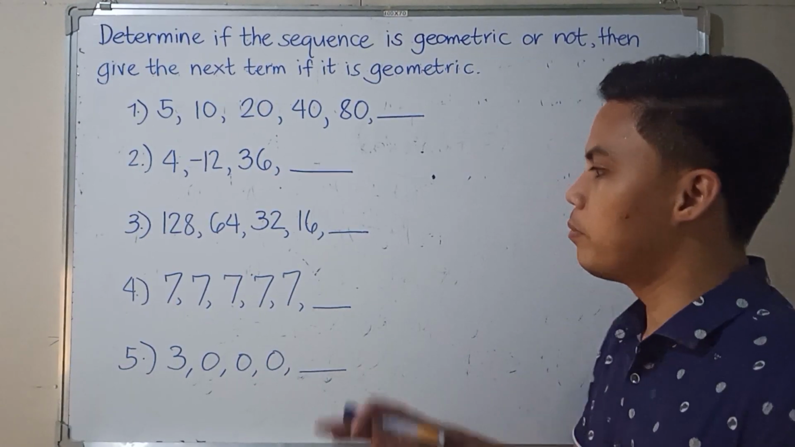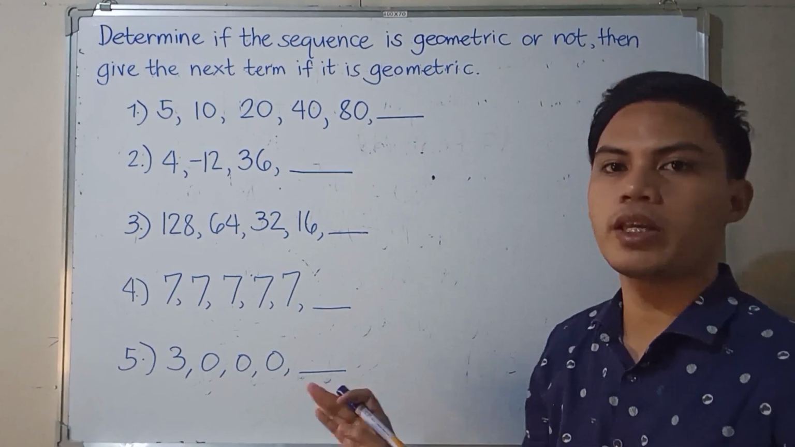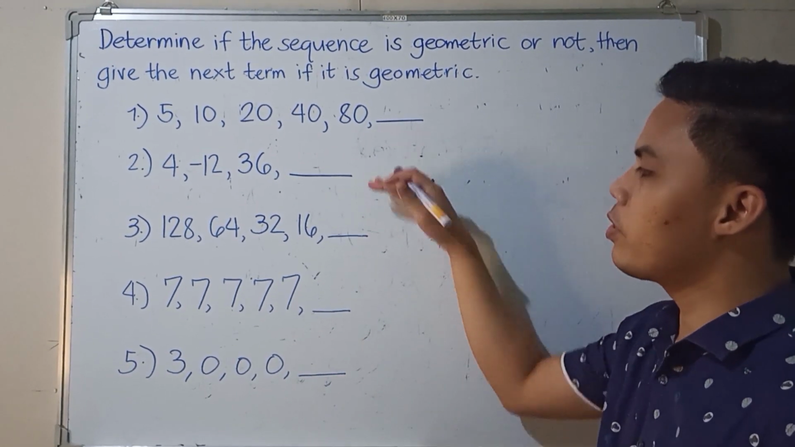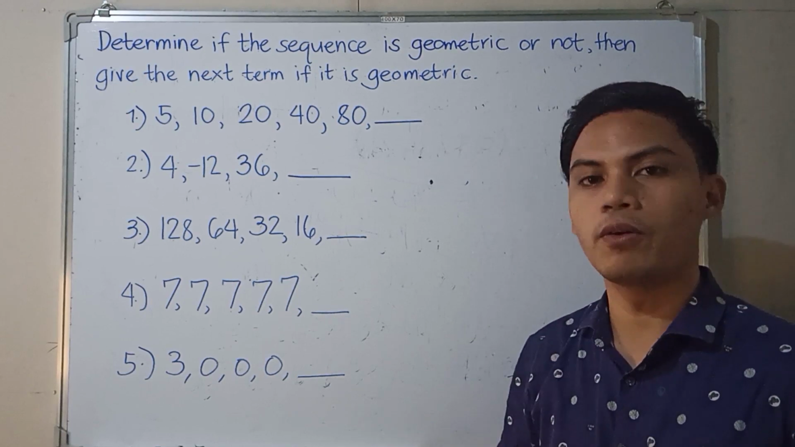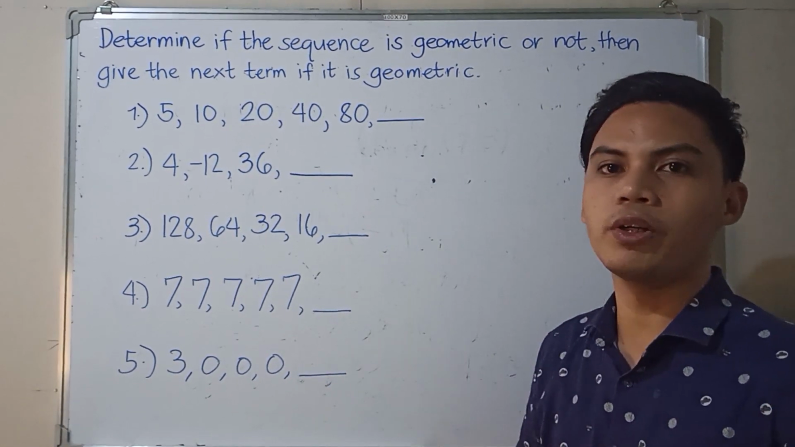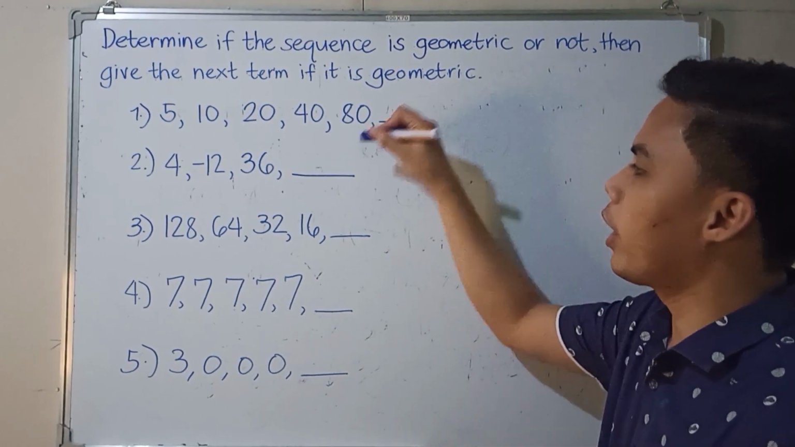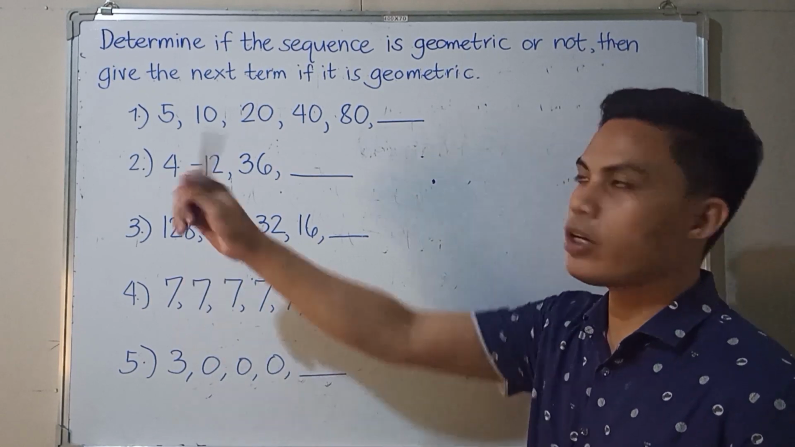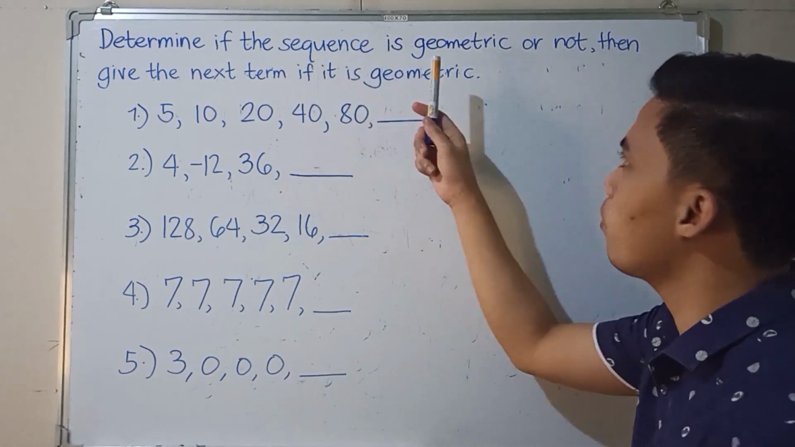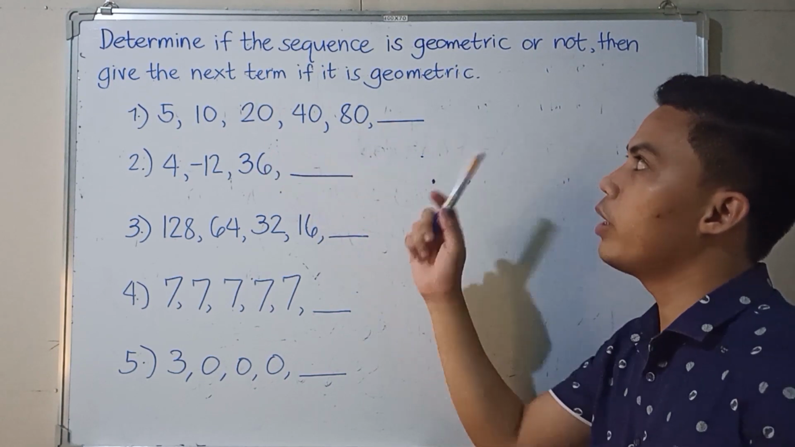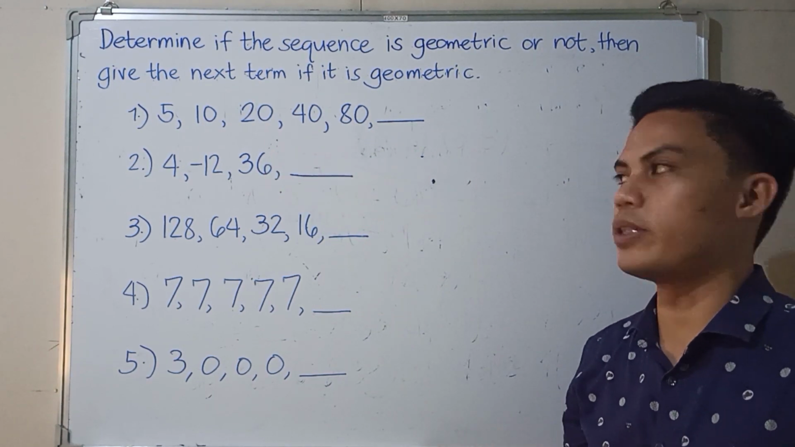So, ngayon, magbibigay ako ng mga sequences. Tapos, i-determine natin kung itong mga sequences na ba ito ay geometric or hindi. Tapos, kung geometric naman yung given na sequence, then we're going to identify ano kaya yung next na term. Okay. So, again, the instruction is to determine if the sequence is geometric or not. Then, give the next term if it is a geometric sequence.